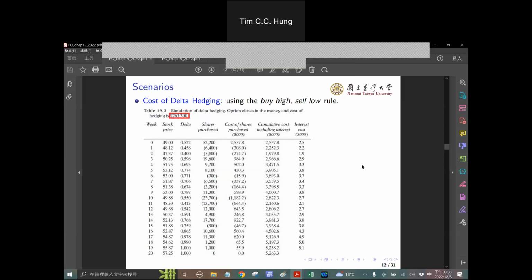The first thing is that the stock price decreased from $49 per share to $48.12 per share. The second thing is that the time to maturity also changes. At week 0 there were 20 weeks, but on week 1 we only have 19 weeks remaining. So that's the reason why the value of the delta also changes. And as you can see, it's a decrease in the value of the delta of the European call options.